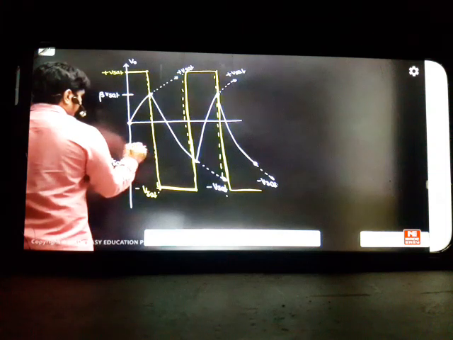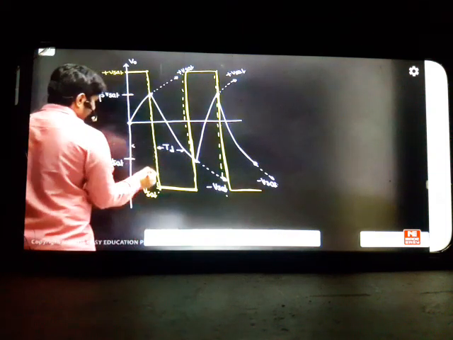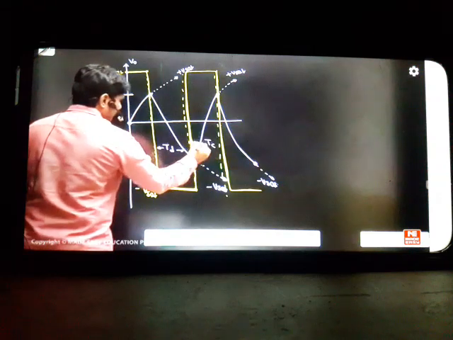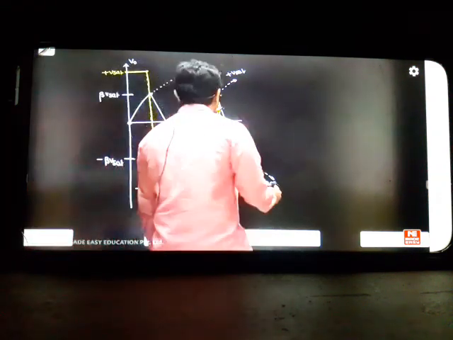You can take this as a TC time period, and this is a TD time period. Better to take TC here, from the initial value to the origin. This is the discharging time, this is the charging time you can take. Now I can write a point here. What is the point?